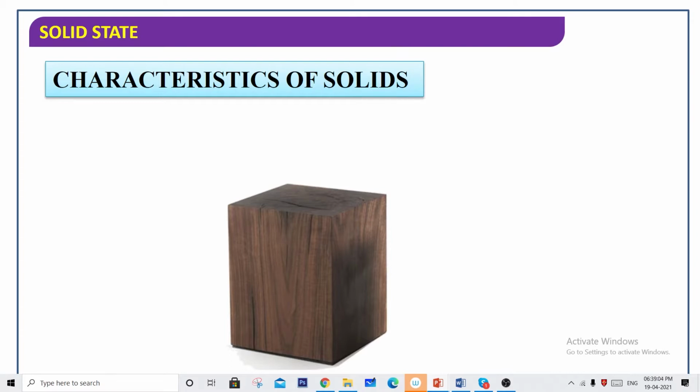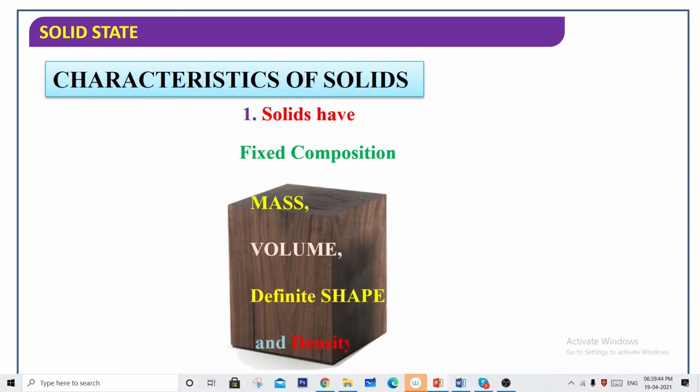And the molecules only vibrate in their place. They don't move around in a solid. What else? They're rigid. Not always actually, but they are supposed to be rigid at least. So they have fixed composition, number one, right? They have a mass, they have volume, they have definite shape, definite density, right? Right, sir.